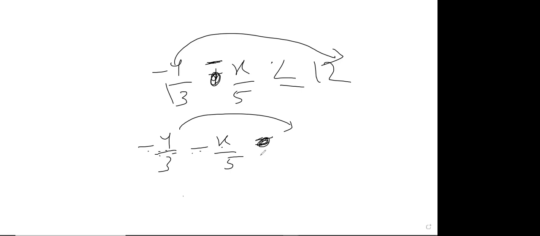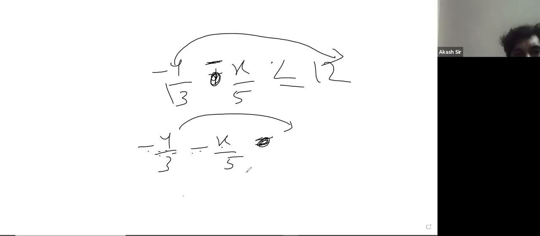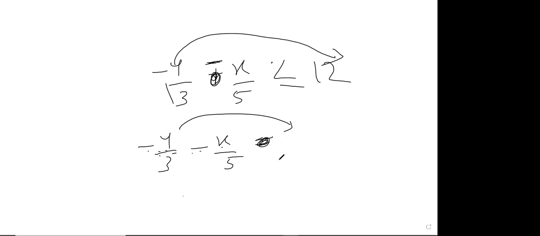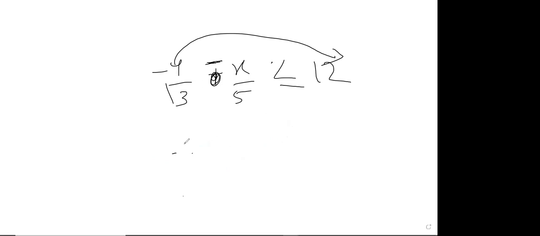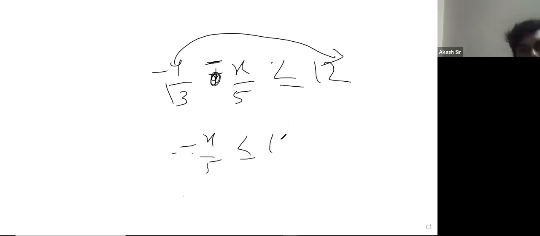Can we get the answer in decimal, or should we leave it in fraction? You can leave it as a fraction. Don't worry. So then x is less than or equal to 200 by minus 3. But I have to calculate it also. Okay, sir. Minus x by 5 is less than or equal to 12 plus 4 upon 3. This is 36 plus 4, 40 by 3.